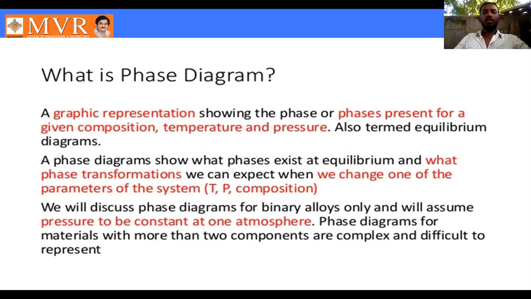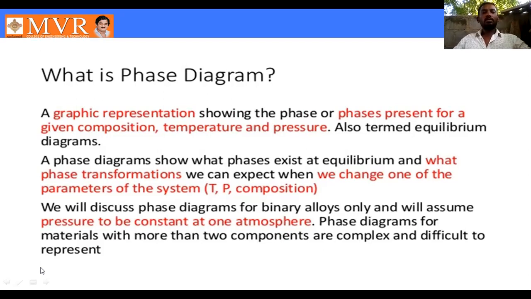So this is the main definition here. The parameters are nothing but temperature, pressure and composition. Next, we will discuss phase diagrams for binary alloys only, and we assume the pressure to be constant at 1 atmosphere. Phase diagrams for materials with more than two components are complex and difficult to represent.